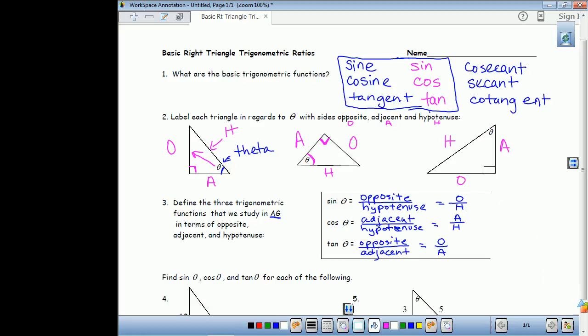Okay, I'm going to give myself a little more room over here because I want to show you the mnemonic that we use in math to help us remember. It's called SOHCAHTOA.